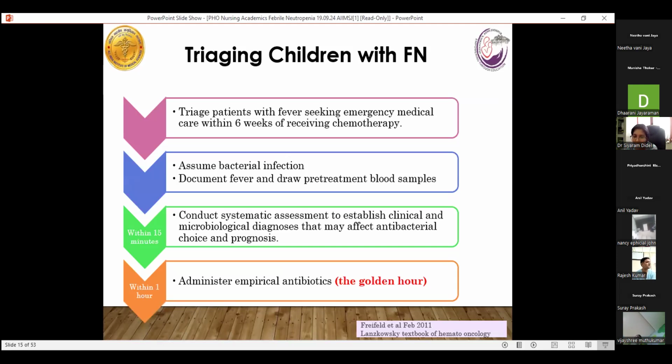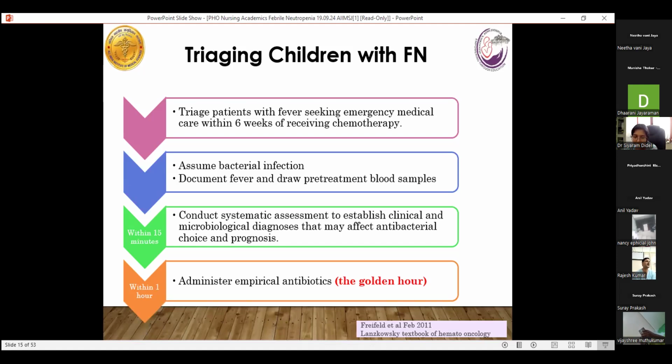First, we have to document the fever and take pre-treatment blood samples. We should conduct a systematic assessment, which will include history and examination, and we should decide on the antibacterial of choice, and we should think of the prognosis also. All this should be done within the first 15 minutes.